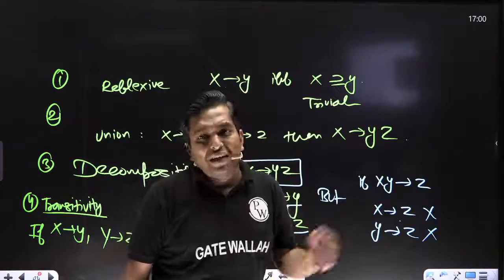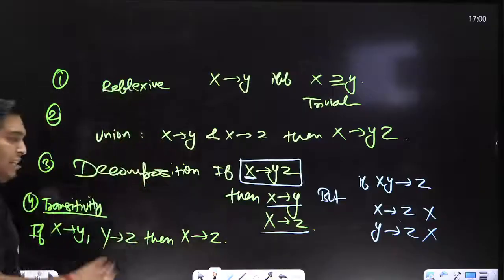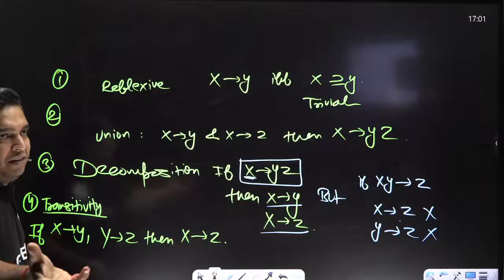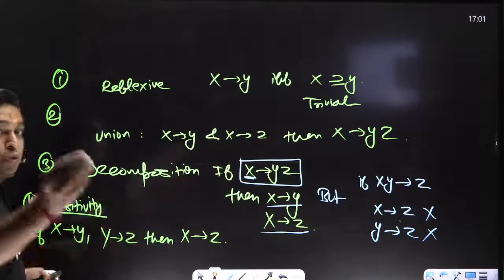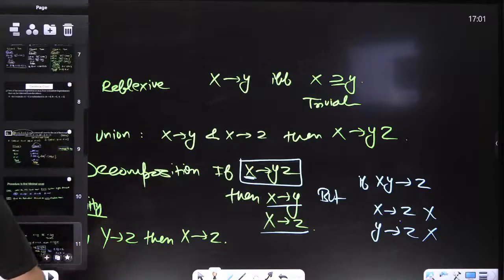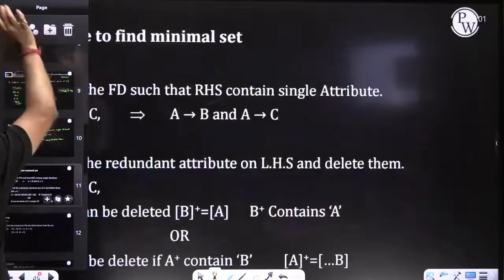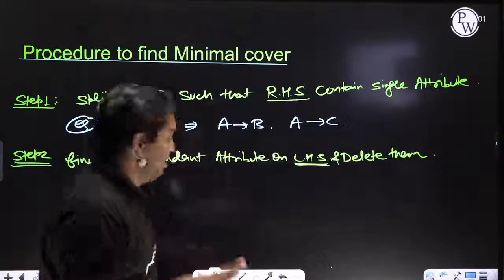Don't worry, I will cover the Armstrong properties in the next classes. Generally 3, total 6: reflexive, union, decomposition, transitivity, pseudo transitivity, this type of rules. So I am deleting this right now. Don't worry. First of all, we'll learn here.